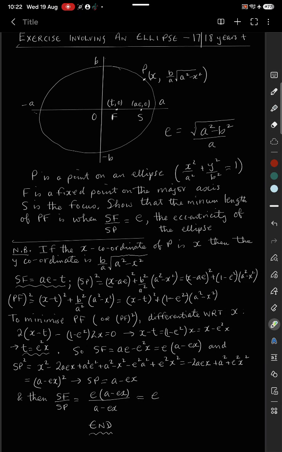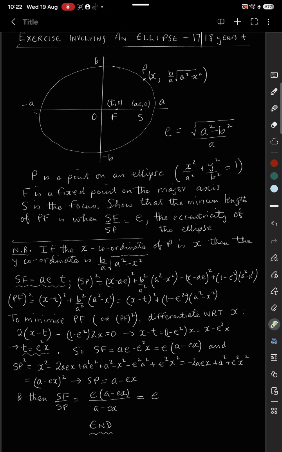Hello and greetings. This is an exercise involving an ellipse, and we'll take the standard equation of the ellipse to be x squared over a squared plus y squared over b squared equals 1, where a is the major axis and b is the minor axis. There is no loss of generality by taking that special case.